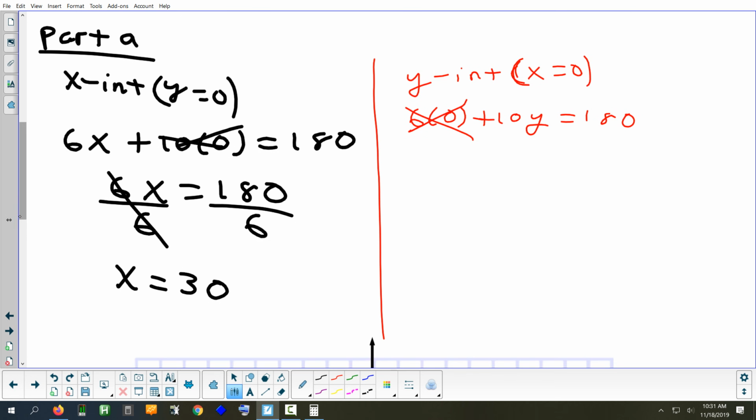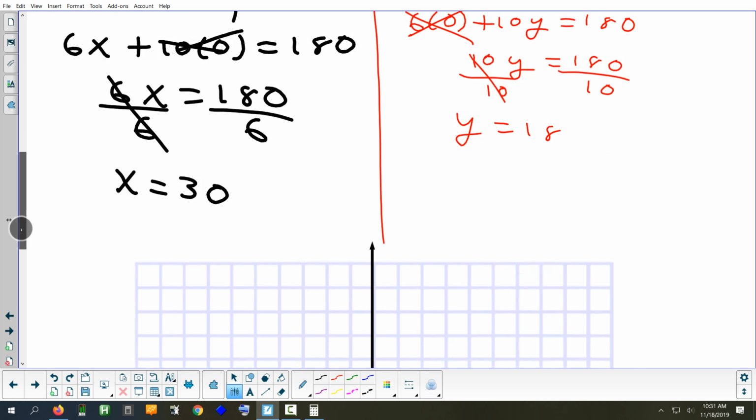6 times 0 is 0. And I get 10y equals 180. John, what's going to be my last step to get y by itself here? Divide 10 to both things. Yep, perfect. Divide by 10. Yeah, and we get 18.